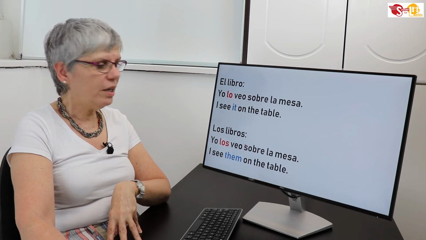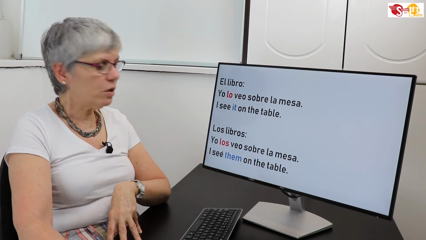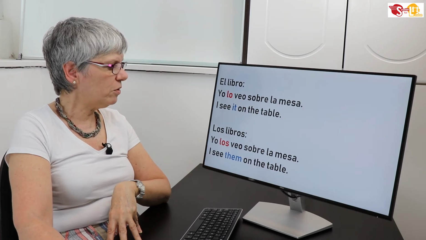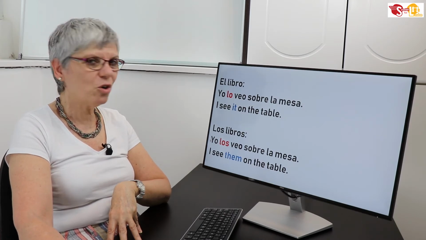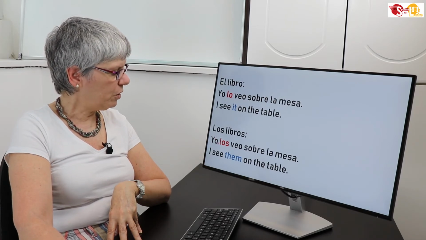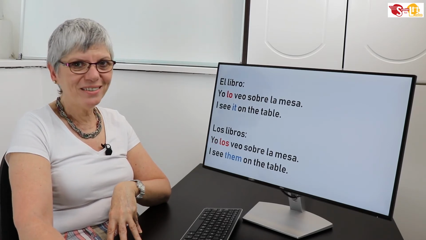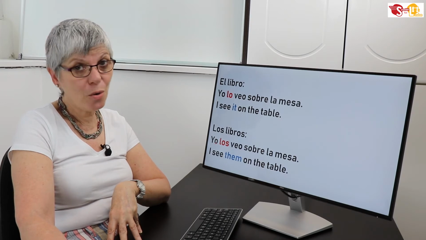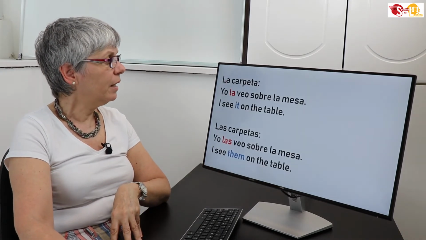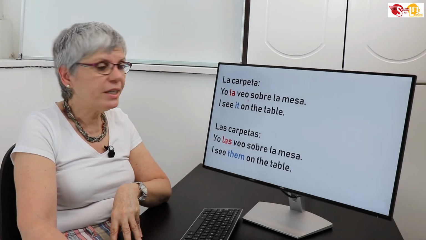Now los libros. Do you see the books? Yes, I see them on the table. Los veo sobre la mesa. Remember that you can drop the yo, it's not mandatory. So most of the time we don't say yo los veo sobre la mesa, but only los veo sobre la mesa. It's more natural.